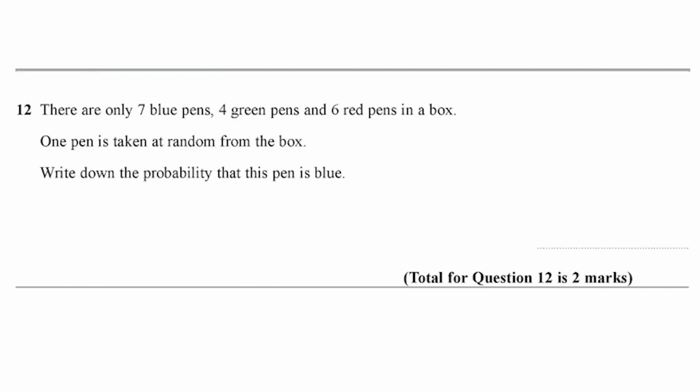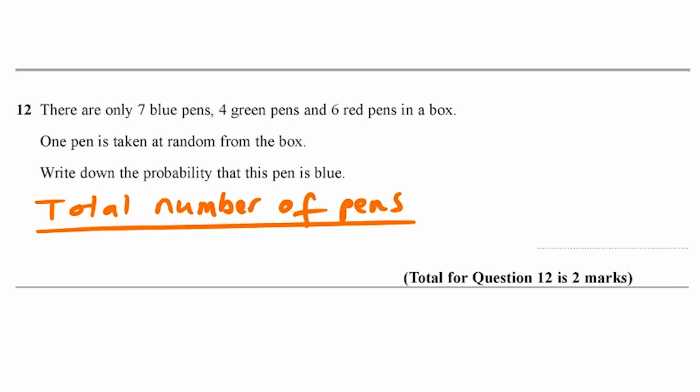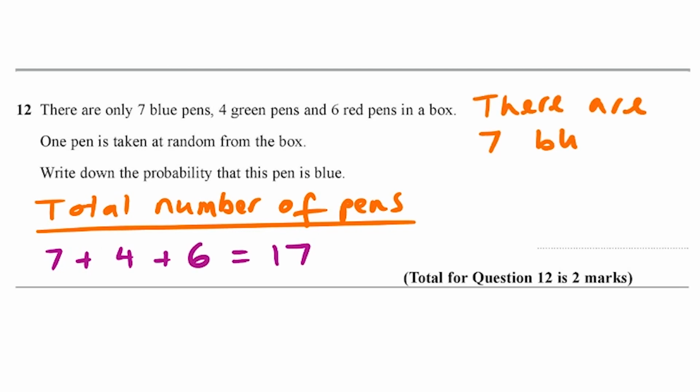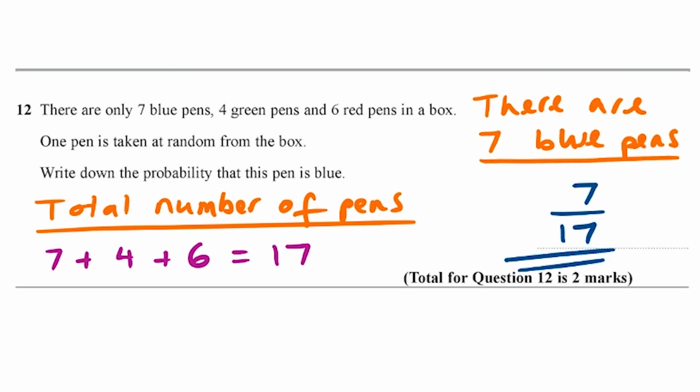Question 12. There are only 7 blue pens, 4 green pens and 6 red pens in a box. 1 pen is taken at random from the box and write down the probability that this pen is blue. So we need to work out the total number of pens in the box, which is just 7 add 4 add 6, which is 17. Then the number of blue pens, there are 7. It tells us that in the question. So the probability of choosing a blue pen is 7 out of 17.